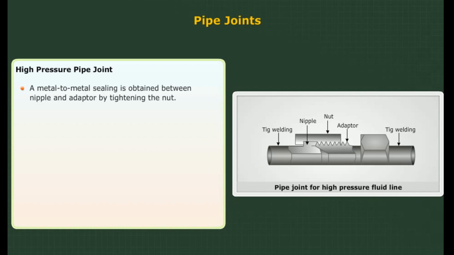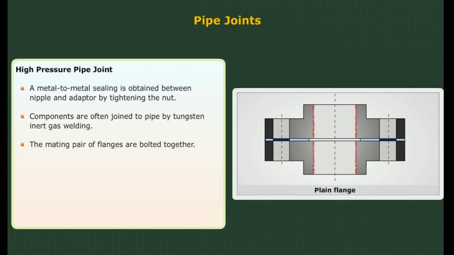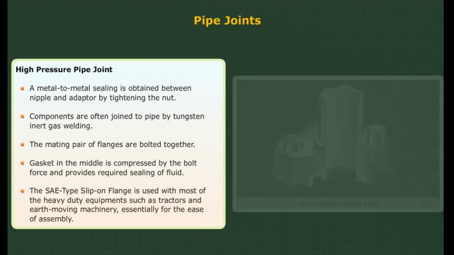High pressure pipe joint. A metal-to-metal sealing is obtained between nipple and adapter by tightening the nut. Components are often joined to pipe by tungsten inert gas welding. The mating pair of flanges are bolted together. Gasket in the middle is compressed by the bolt force and provides required sealing of fluid.